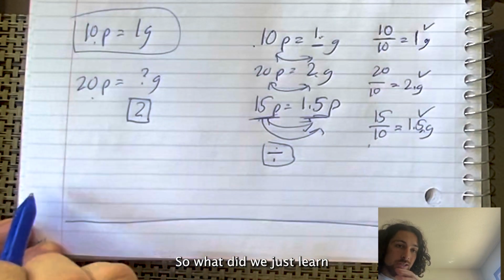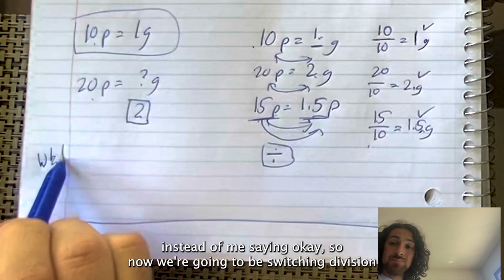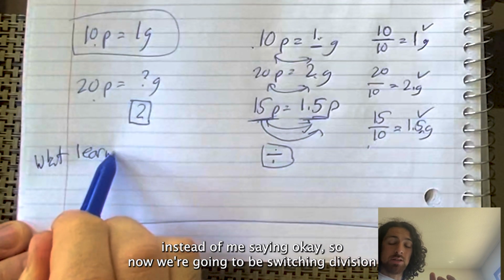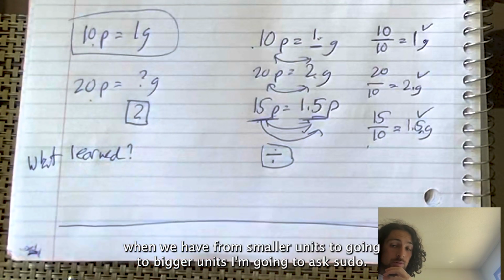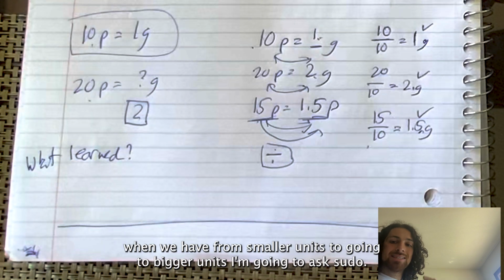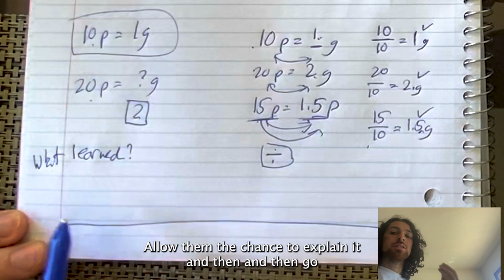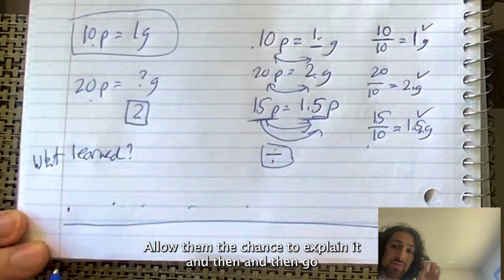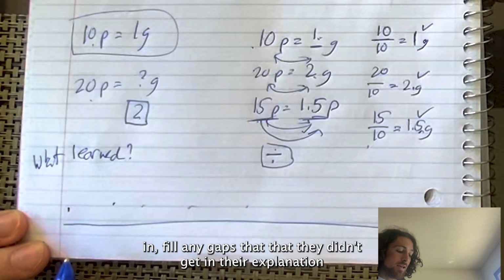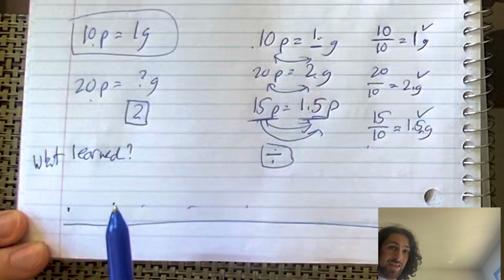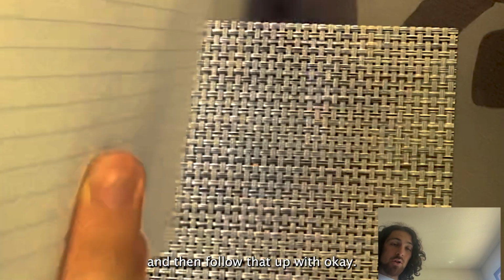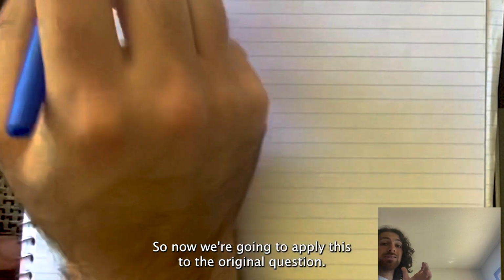So now, and then this is the next question. So what did we just learn? Instead of me saying, okay, so now we're going to be switching to division when we go from smaller units to bigger units, I'm going to ask the student, so what did we learn here? Allow them the chance to explain it, and then go in and fill any gaps that they didn't get in their explanation.